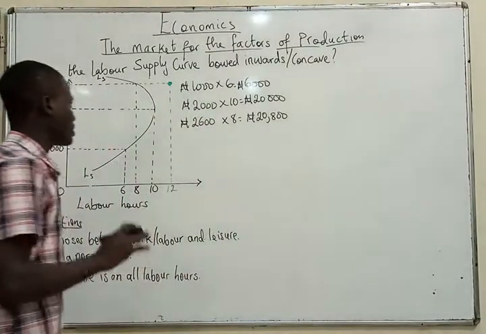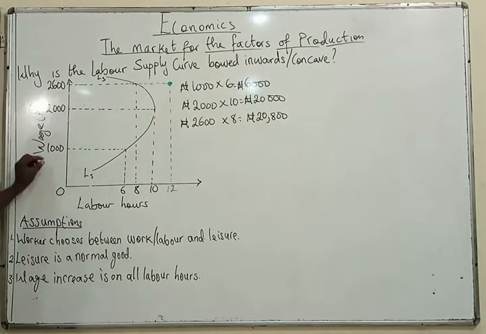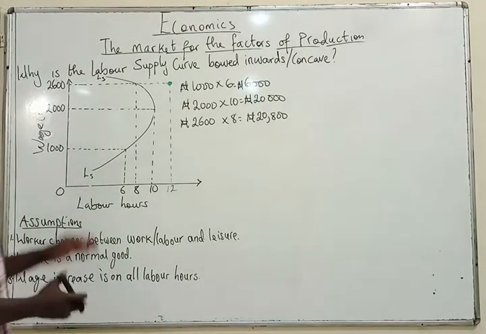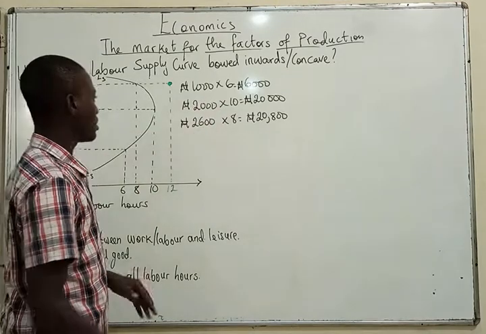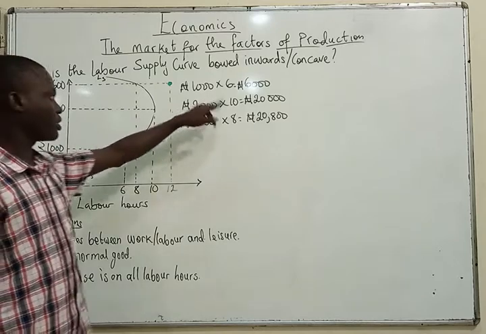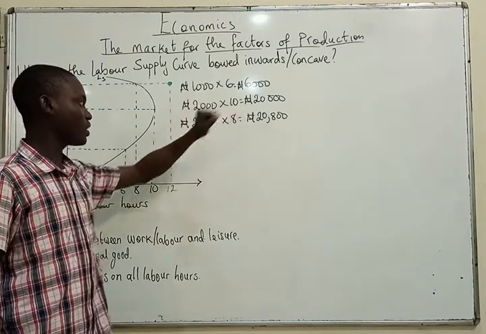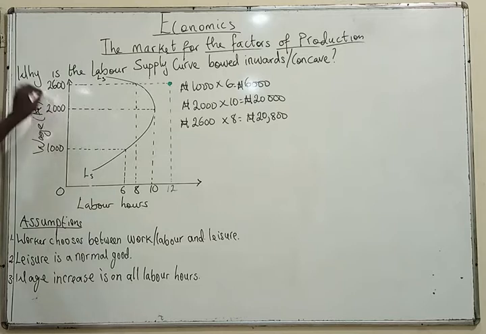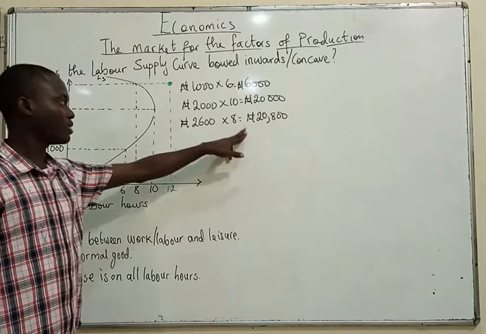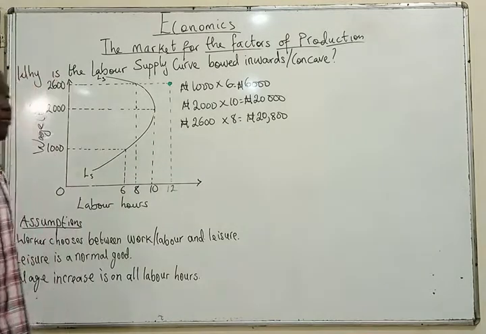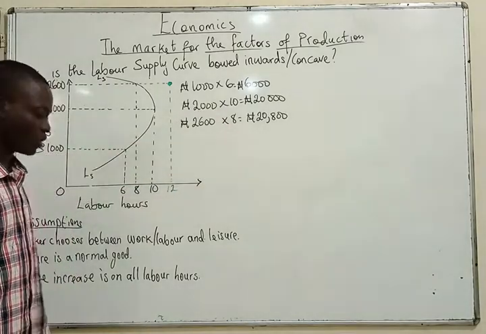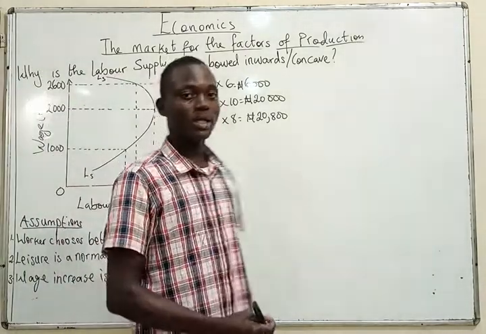Now, this is what is actually going on. When Betty was receiving 1000 naira as a wage rate, she supplied 6 hours of labor. So her income at this point is 1000 times 6, which is 6000 naira. Then when she started receiving 2000 naira, she increased her labor hours from 6 to 10. When we do the multiplication, it's 20,000 naira. Then when the wage increased to 2600 naira, she reduced her labor hours to 8, and that gives us 20,800. So even though she reduced her labor hours, she is still earning more than when she was working more. So what exactly is happening to Betty?